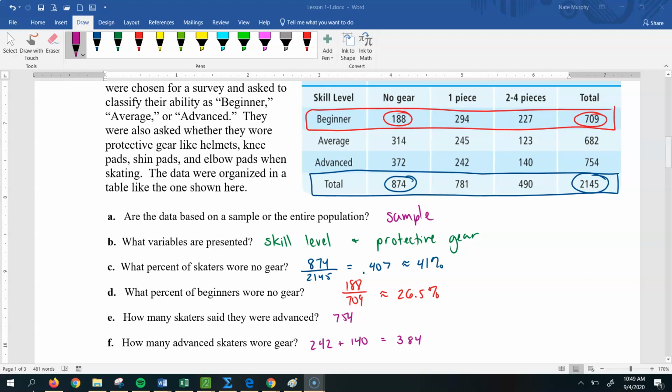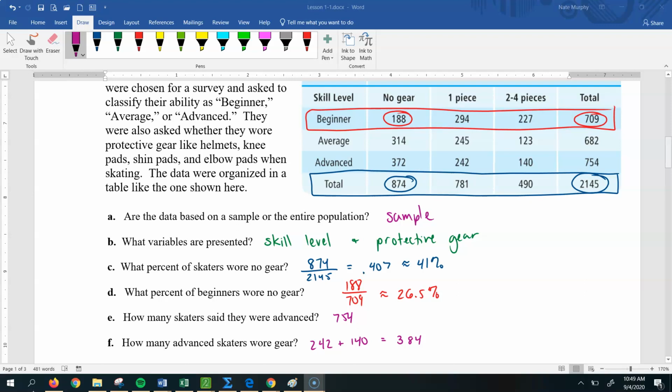What variables are presented? Now, there are not 5 variables or even 4 variables. The 2 variables are what skill level were they, and then the second variable is the gear that they wore. However you wanted to phrase that. Sometimes you just need to think about how the survey was presented. So they probably asked a question, how would you gauge your skill level? And then they were asked another question of, how much protective gear do you wear? And then they used that information to break it up into this table.